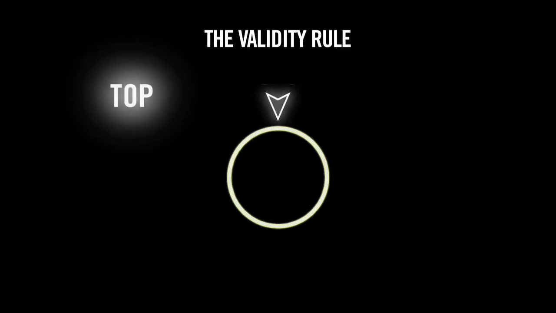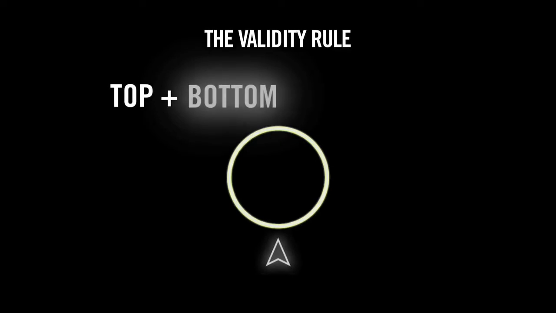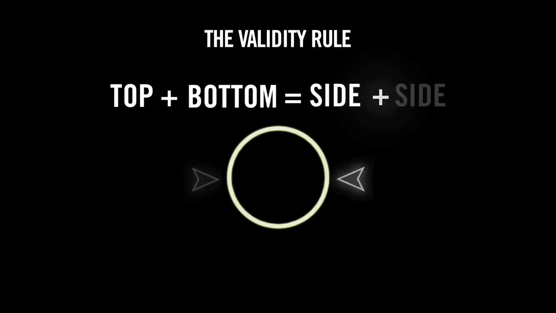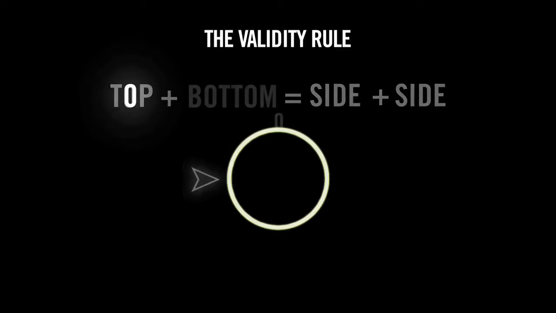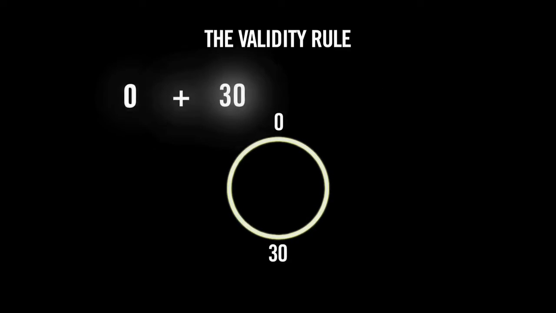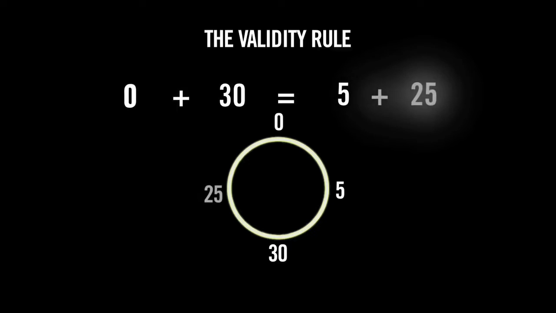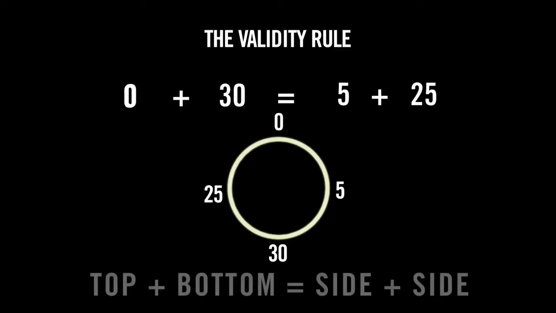The validity rule states that when we rotate the shafts, the value we acquire at the top plus the value at the bottom must equal the sum of the value at 3 o'clock and the value at 9 o'clock. So we had 0 at 12 o'clock and 30 at 6 o'clock. We had 5 at 3 o'clock and 25 at 9 o'clock. So top plus bottom must equal side plus side.